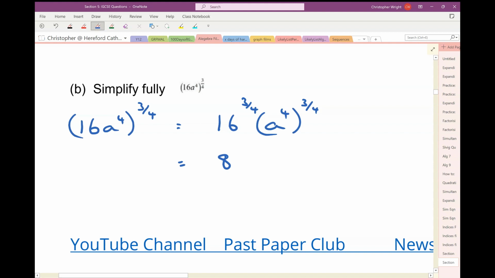Now, a to the power of 4 raised to the power of 3 quarters is simply going to be 4 times 3 quarters. It's going to be a to the power of 4 times 3 quarters.